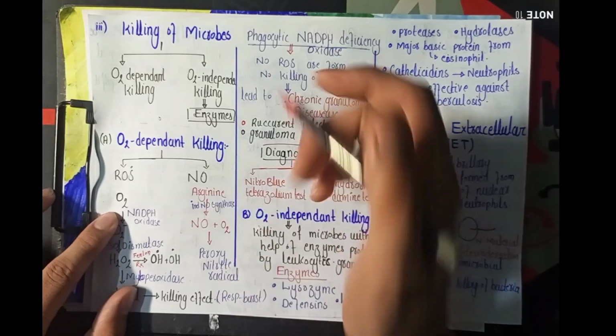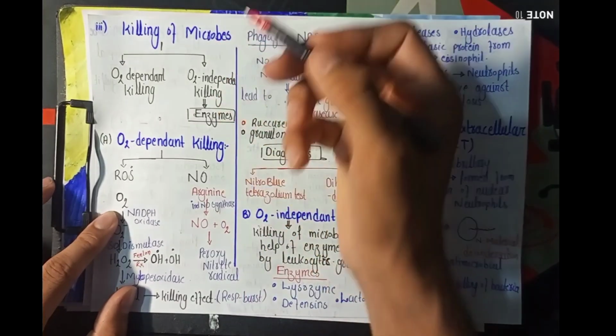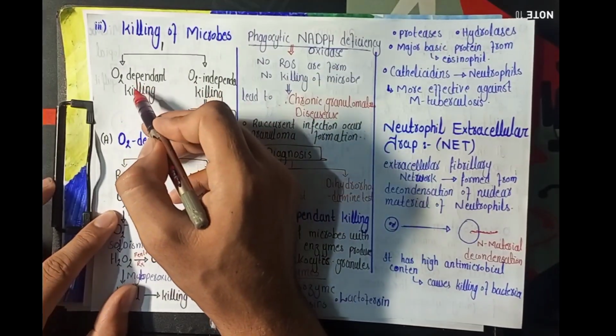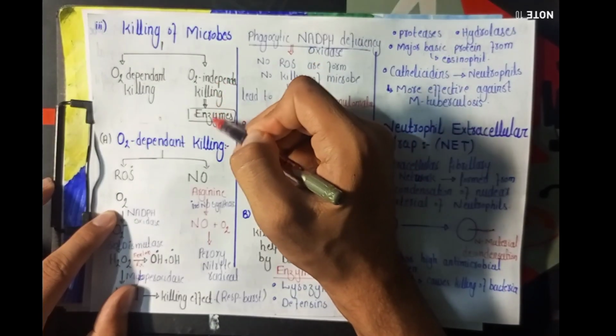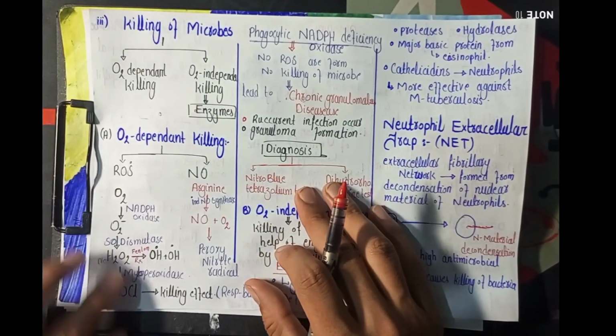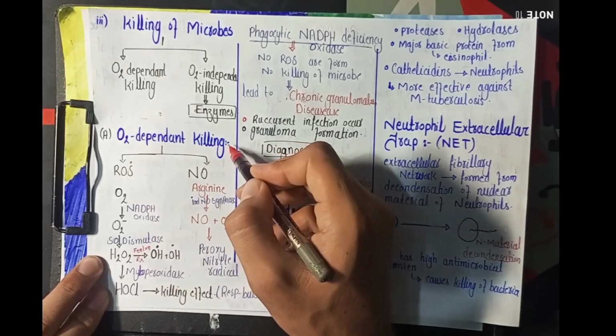Third is the killing of the microbe. The killing of the microbe may involve either oxygen dependent killing or oxygen independent killing that occurs with the help of enzymes. First, oxygen dependent killing of the microbe.